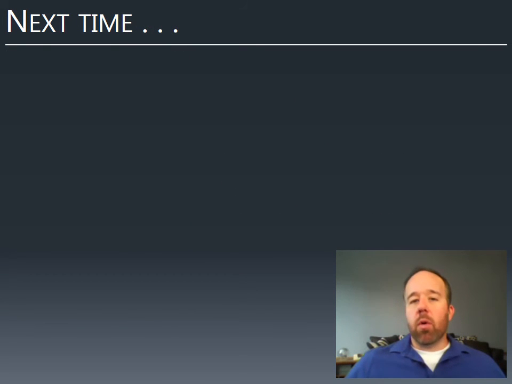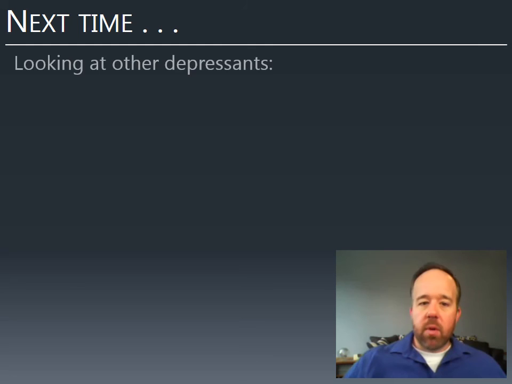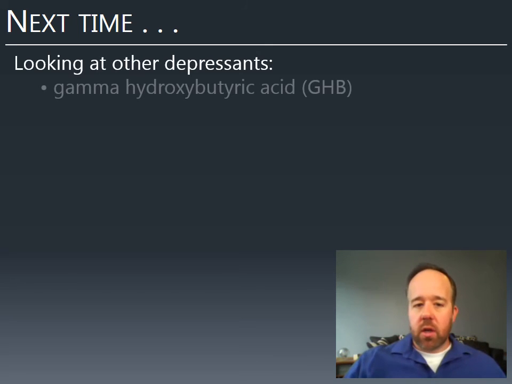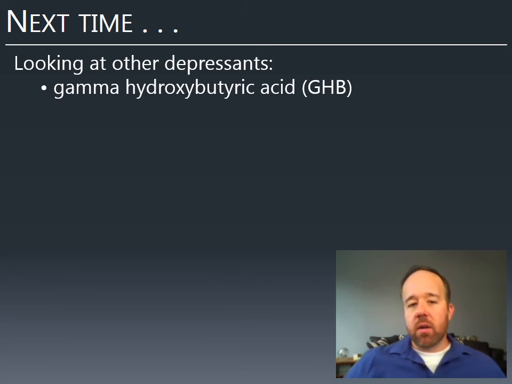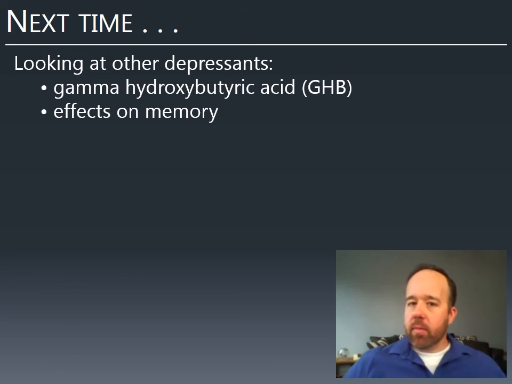Okay, so that will do it for today. Next time, we're going to look at some other depressants. So in particular, we'll look at gamma hydroxybutyric acid, also known as GHB. We'll look at why depressants have an effect on memory. And also we'll look at inhalants, which I mentioned at the beginning are sort of an unusual class of drugs, and we'll get to why that is next time.